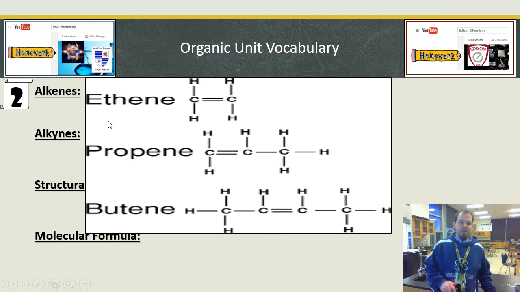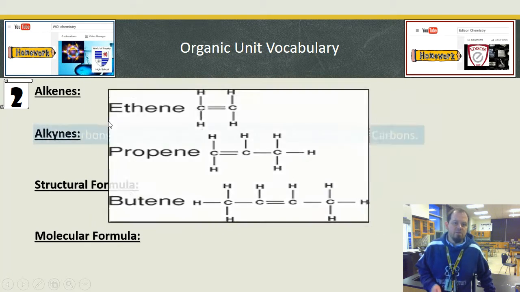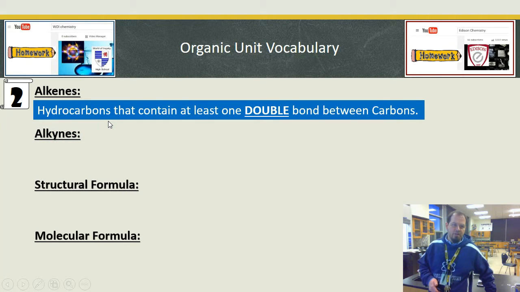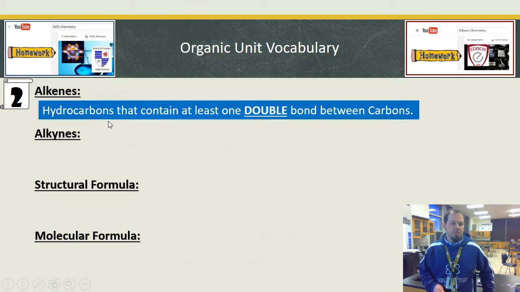Notice they have something different. They have a double bond, so one letter changes everything. I changed the A in alkanes to E to make it alkenes, and now I have a double bond. Again, clue in table Q, so you can do this easily.